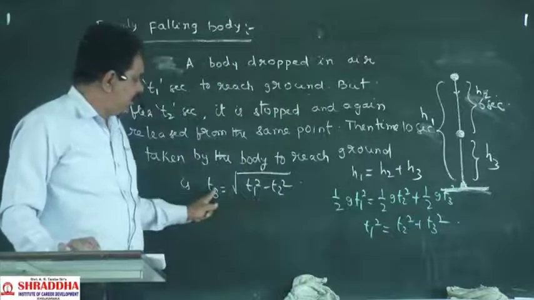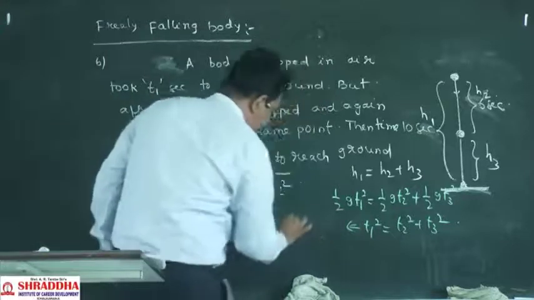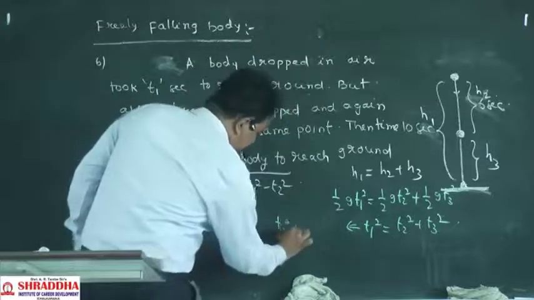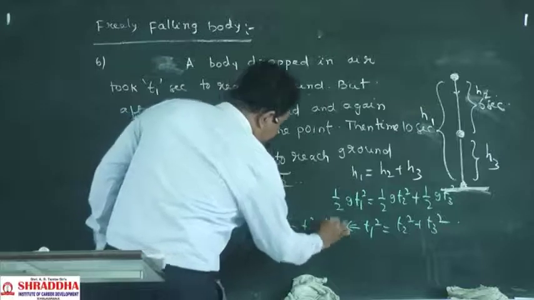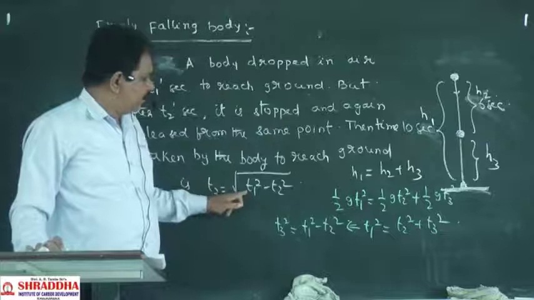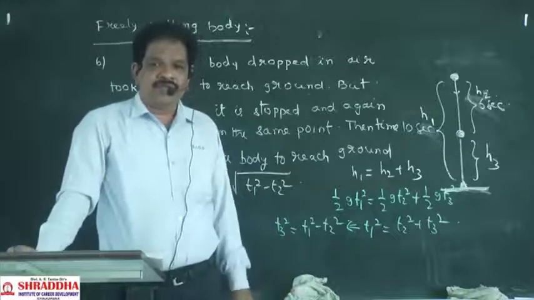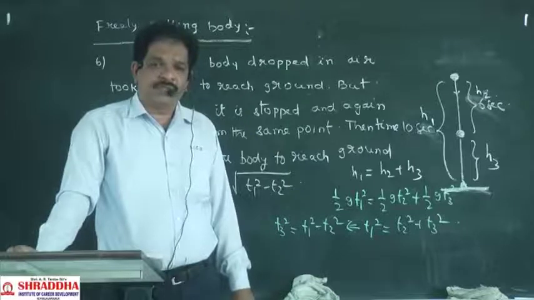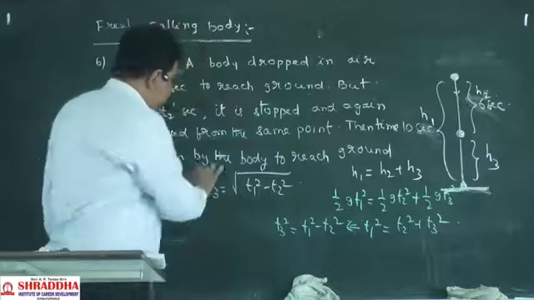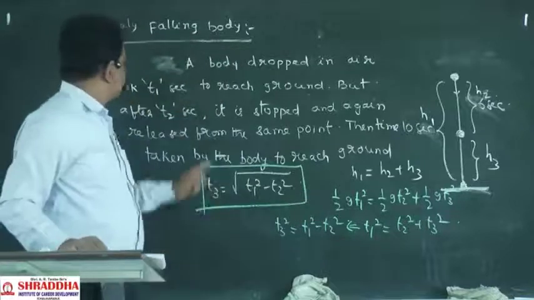From that, T3 square is equal to T1 square minus T2 square. Therefore T3 is equal to the square root of T1 square minus T2 square. We will use this formula in that case.